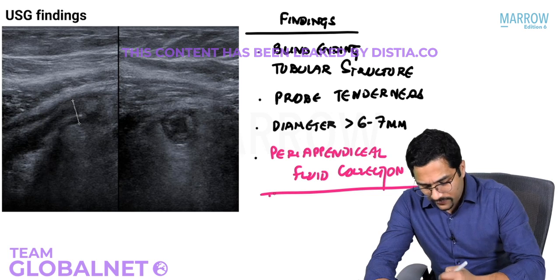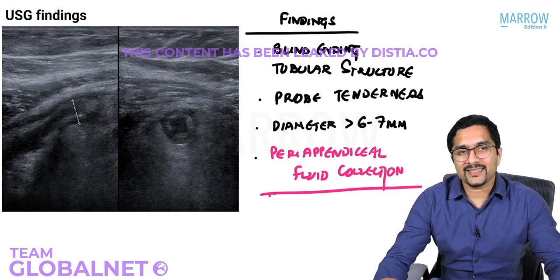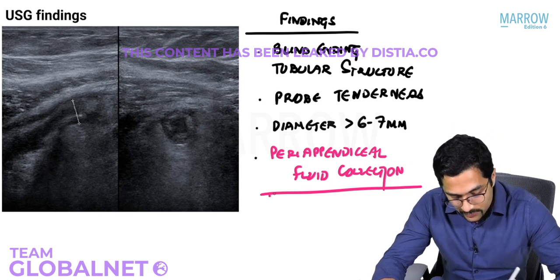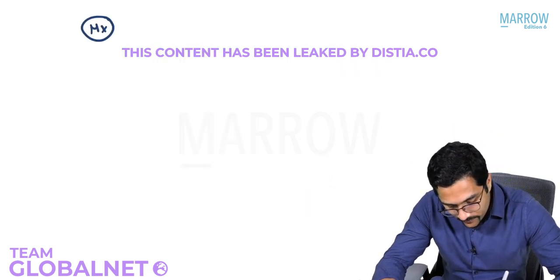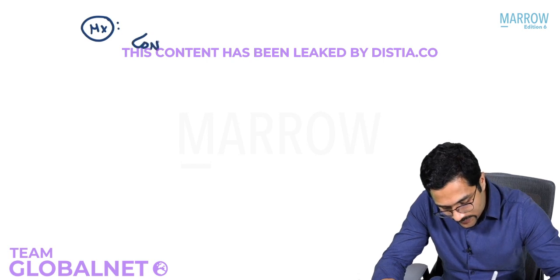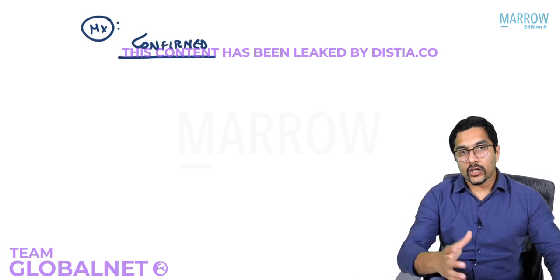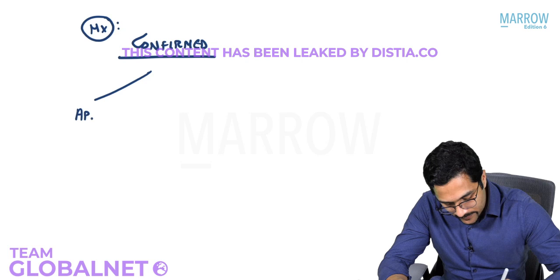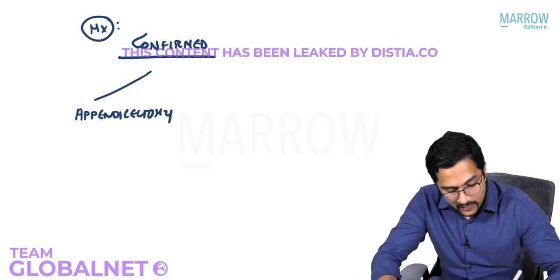Now, once we've confirmed the diagnosis of acute appendicitis, we have to take up the patient for surgery. So the management of these patients, once the diagnosis has been confirmed by clinical examination, by radiological and lab tests, then we have to take up the patient for appendicectomy.